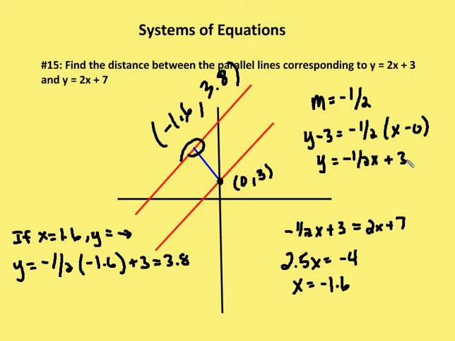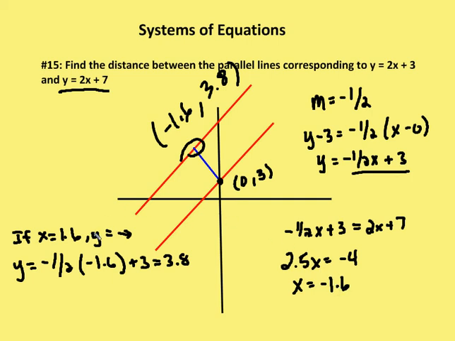And then I take that and set the right half of this equation equal to the right half of the equation for the line that it's intersecting, y is equal to 2x plus 7. So I have -1/2 x plus 3 is equal to 2x plus 7. If I add half x to both sides and subtract 7 from both sides, I get 2.5x is equal to -4, or x is equal to -1.6.